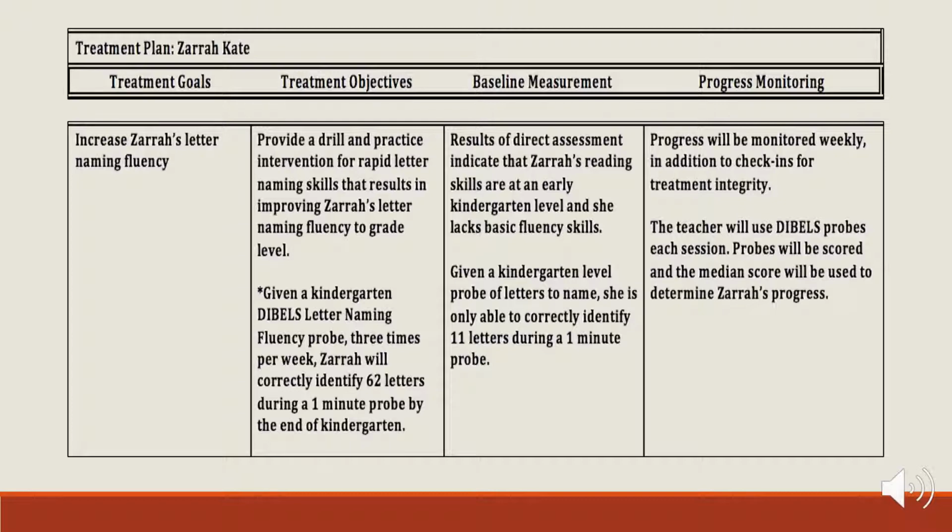Results of direct assessment indicated that Zara's reading skills are at an early kindergarten level and that she lacks basic fluency skills. To obtain baseline measurement, a kindergarten level probe of letters to name was given. Zara was only able to identify correctly 11 letters during a 1-minute probe. To monitor progress, the teacher will use DIBELS probes each session. The probes will be scored, and the median score will be used to determine Zara's progress. This progress will be monitored weekly, in addition to check-ins for treatment integrity.